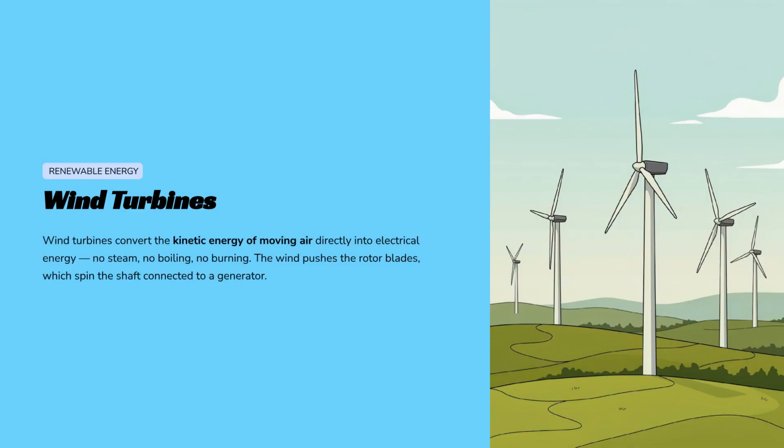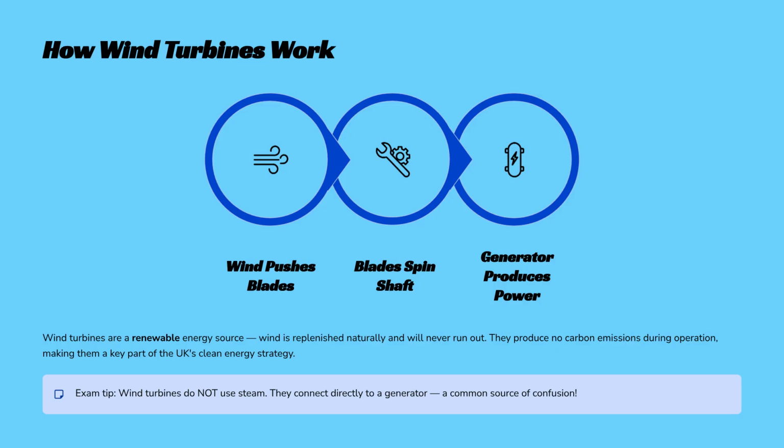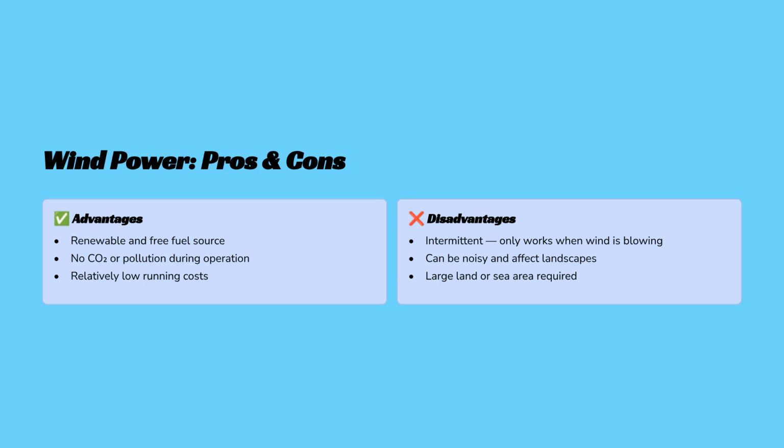Wind turbines are a renewable option. They convert the kinetic energy of moving air directly into electricity without any need for steam, boiling, or fuel combustion. For your exam, remember that wind turbines connect directly to the generator. They do not use steam. They are a clean, renewable energy source with no operational emissions. Wind power is renewable with low running costs, but it is intermittent, requires significant space, and can have visual or noise impacts on the local landscape.